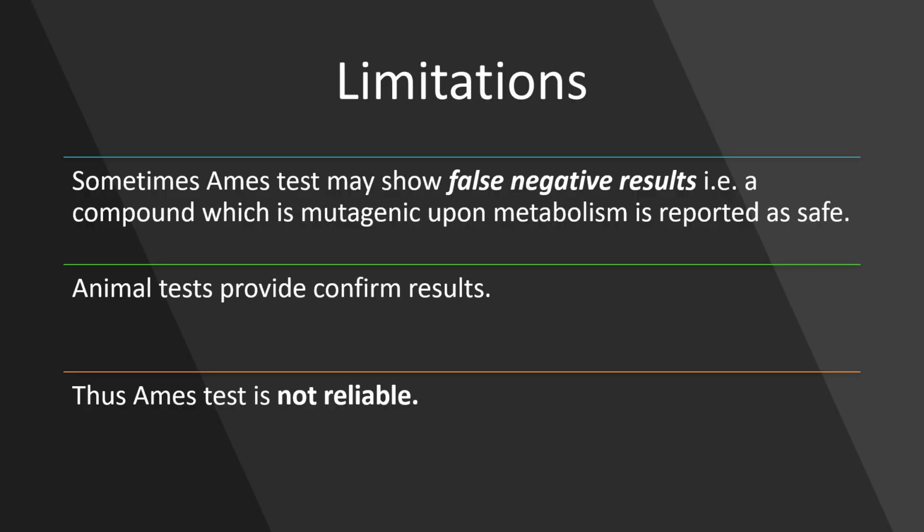Like any other test, Ames test also has some limitations, like it may show some false negative result, that is, a compound may be mutagenic upon metabolism, but on Ames test you conclude that the compound is safe. Also, animal tests are required to confirm the results that are obtained from Ames test, because Ames test is not a really reliable method.